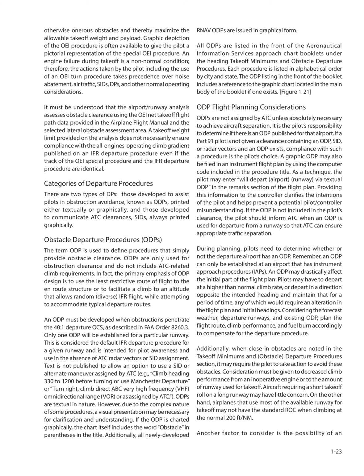This is considered the default IFR departure procedure for a given runway and is intended for pilot awareness and use in the absence of ATC radar vectors or SID assignment. Text is not published to allow an option to use a SID or alternate maneuver assigned by ATC, for example, climb heading 330 to 1200 before turning, or use Manchester departure, or turn right, climb direct ABC very high frequency omnidirectional range, VOR, or as assigned by ATC.